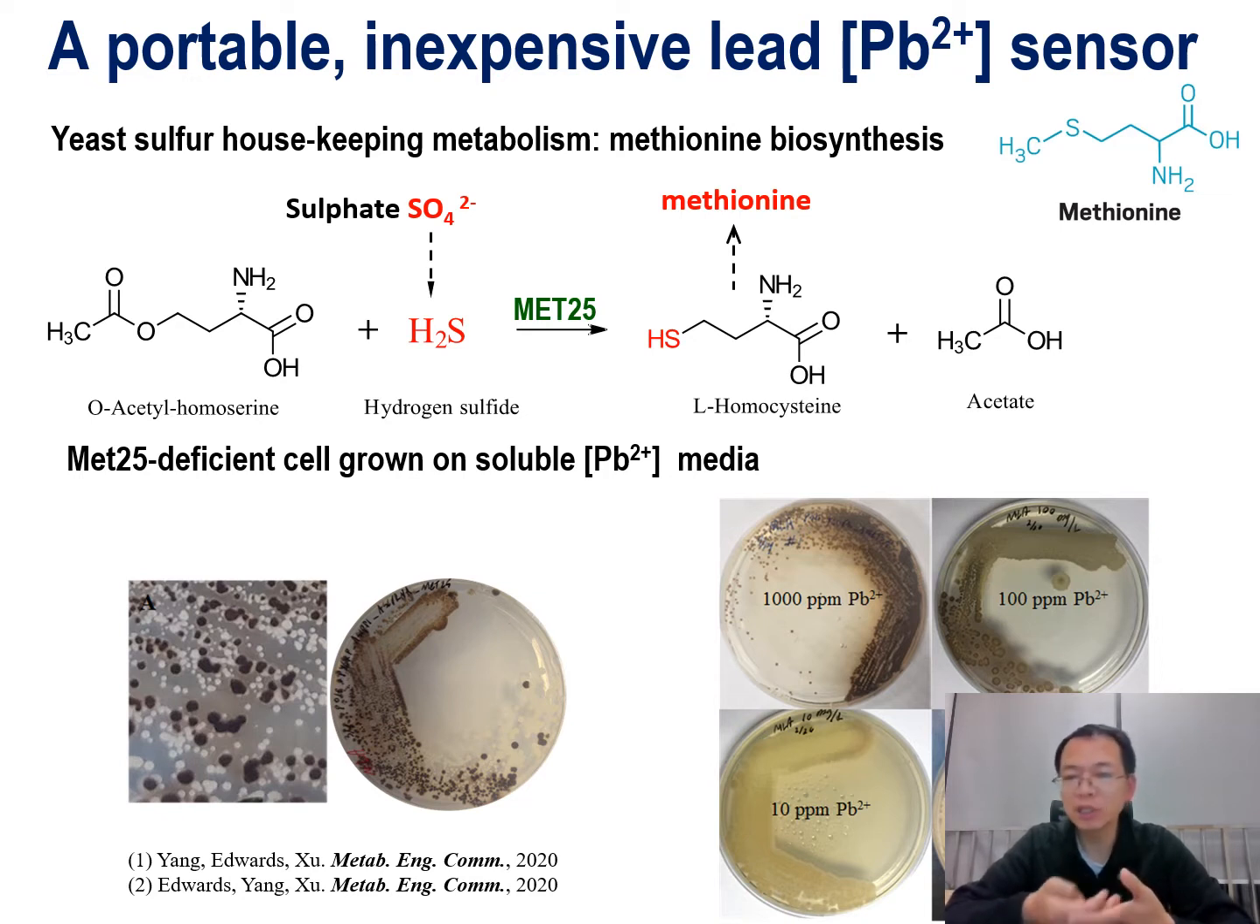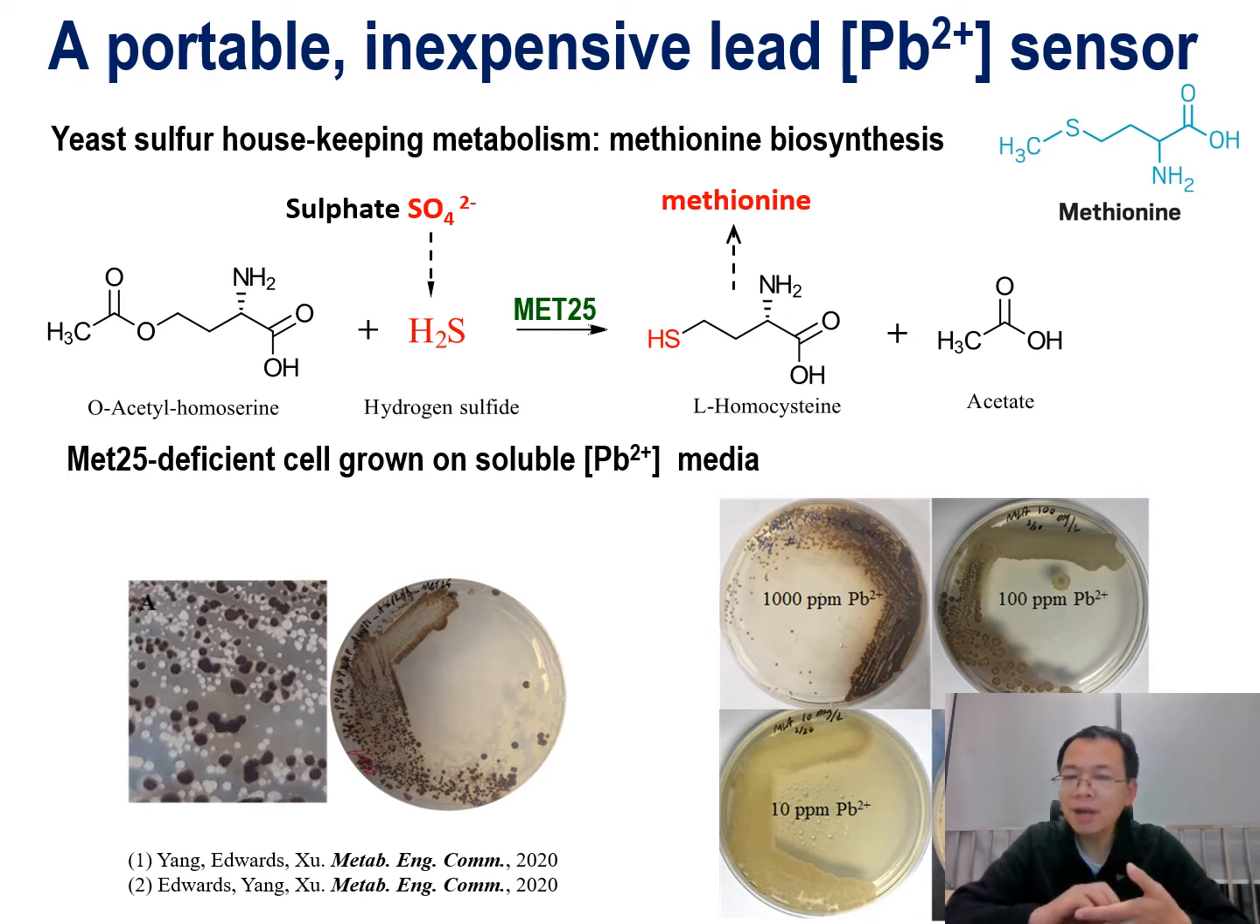L-homocysteine is a direct precursor to synthesize methionine. So where does the hydrogen sulfide come from? Actually, in the cell, there are a number of reduction steps. They can reduce sulfate all the way to hydrogen sulfide. Imagine if you delete the MD25 gene. Then the hydrogen sulfide will accumulate in the cell.